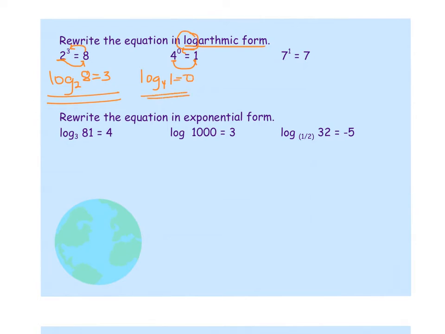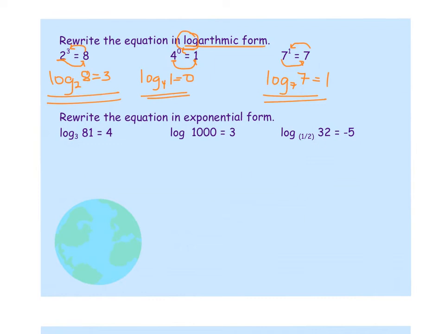You guys try that last one. See if you can rewrite that statement in logarithmic form. When you think you have it, press play, and then see if we get the same answer. Did you get log base 7 of 7 equals 1? If you did, then you've converted it correctly to logarithmic form.